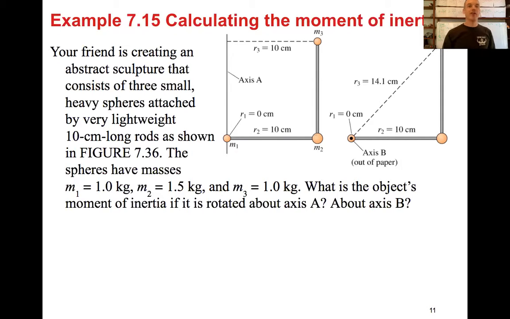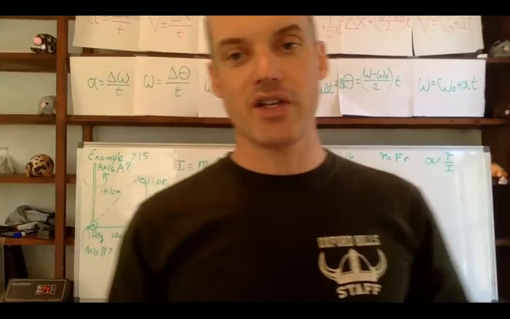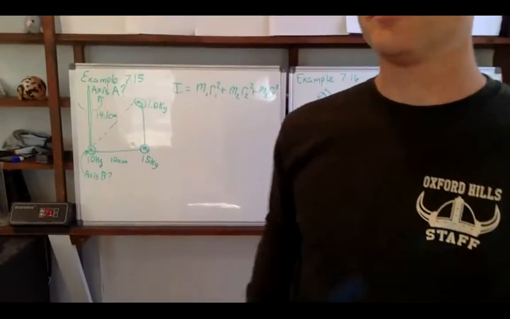This is a new one for us, I think. But the masses are connected by very thin rods that are all uniform lengths at 10 centimeters. And what we want to know is we want to calculate the inertia of those two different scenarios. Okay, so let's look at that together here.